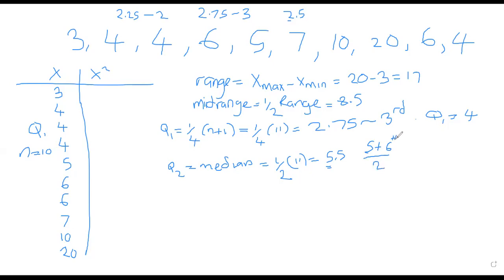So what is the fifth number? Count. 1, 2, 3, 4, 5. And the sixth number is 6. So when you add 5 plus 6, coincidentally, the positions are even showing the numbers themselves. Not always the case. So we're going to get 5.5. So our Q2, which is the median or the second quartile, is 5.5.